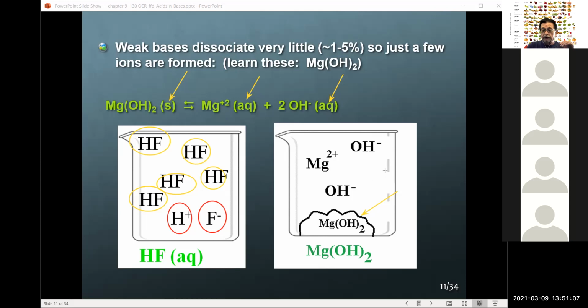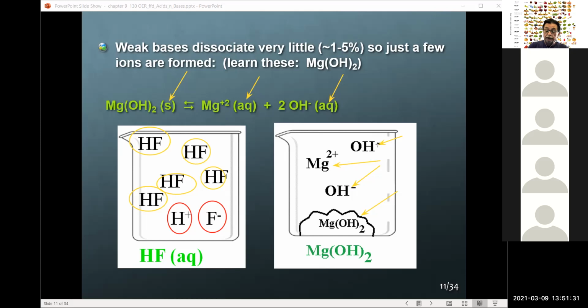Okay. Now, in solution, there's at least 1 pair, and that shows that, yes, it's ionic, but there's not a lot of them. There's only one pair here of the magnesium hydroxide in ionic form and in solution. So the one on the right demonstrates it's a weak base.